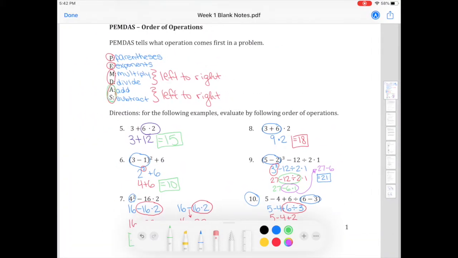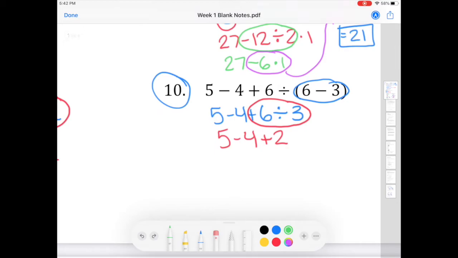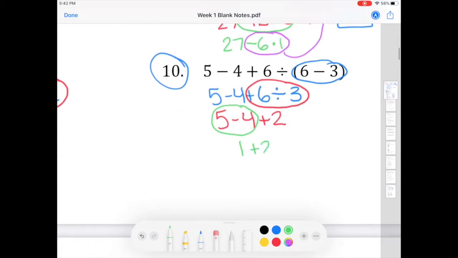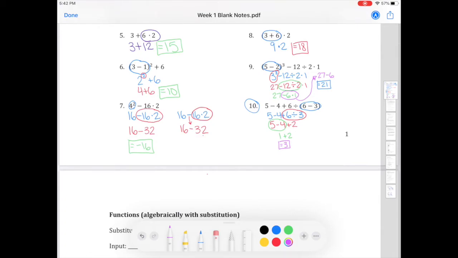And hopefully you caught the trick for this one. All that's left is addition and subtraction, but when I go back up here, remember, I have to check them both at the same time and do them left to right. So when I read it left to right, subtraction comes first. So even though A comes before S, they're the same step. You have to do them left to right. So you're going to subtract first. 5 minus 4 is 1, and I bring down the plus 2. And then 1 plus 2 is 3. So your final answer should have been hopefully 3.